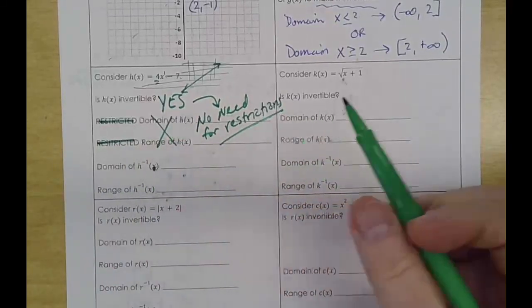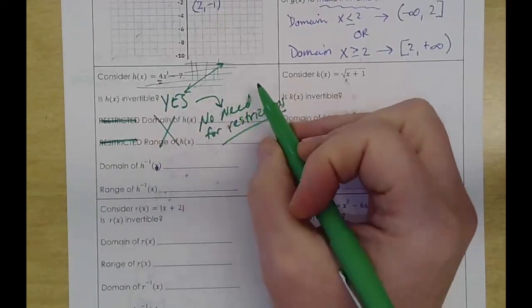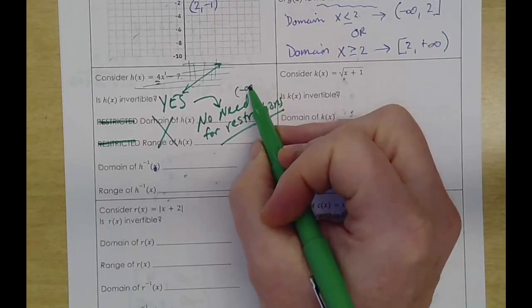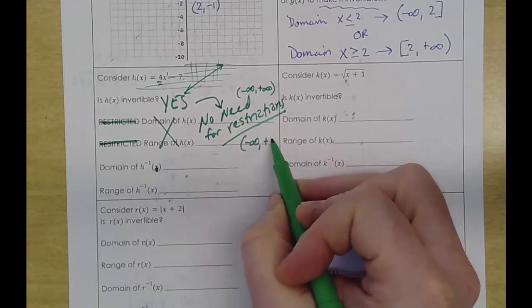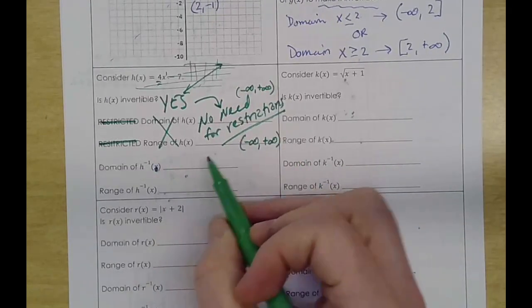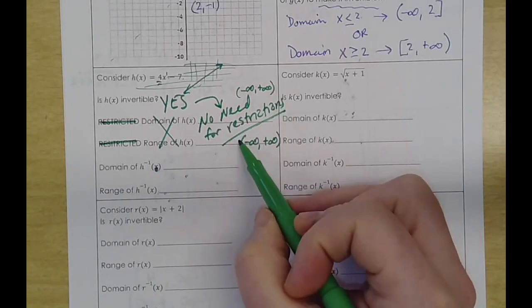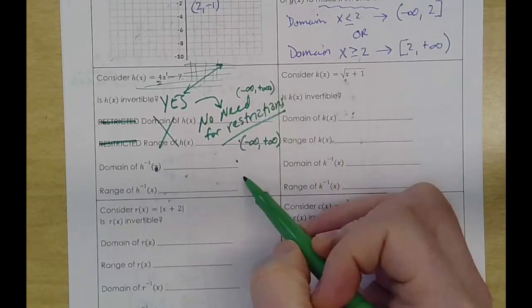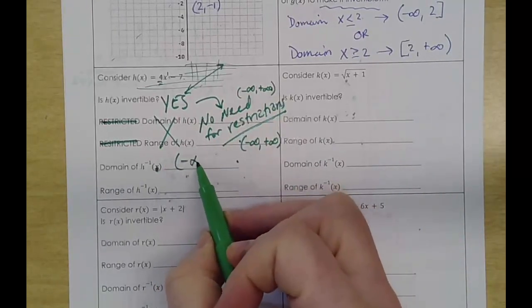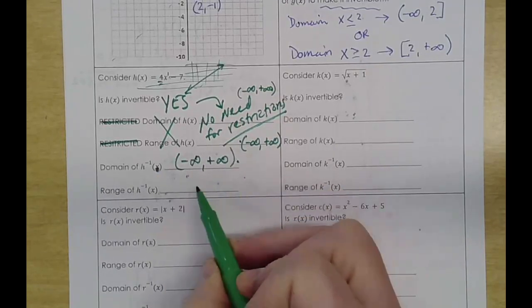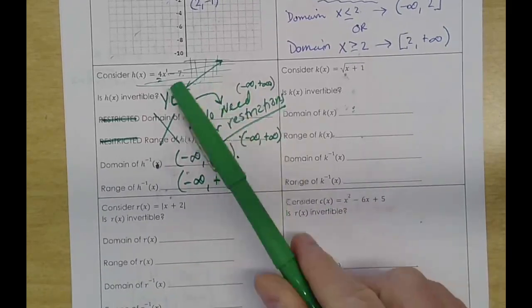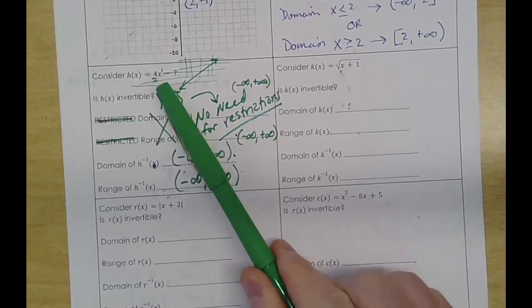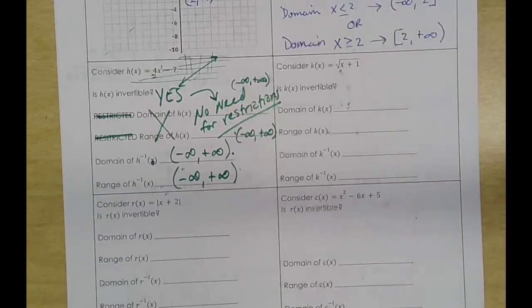Can I put the domain down? Yeah, it's basically all real numbers. So it would be from negative infinity to positive infinity. What's the range? From negative infinity to positive infinity. So the inverse would be the same. Now technically, the range here is the domain here. Really, all four of these are going to say the same thing. All real numbers. All right, so rule number one: if they give me a straight line graph, then it's invertible.